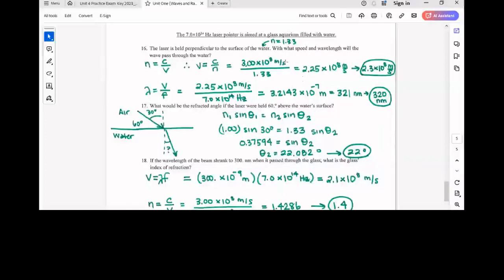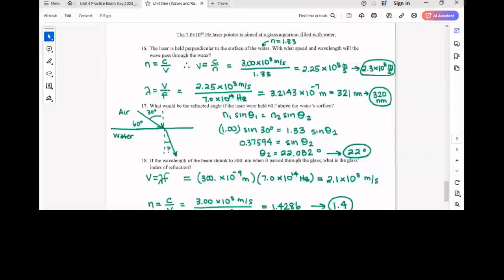That's 3.00 times 10 to the 8 meters per second divided by 1.33, which gives you 2.25 times 10 to the 8 meters per second. We're still working with 2 sig figs coming off of the sig figs in our frequency for the laser pointer. So that is going to be 2.3 times 10 to the 8 meters per second.